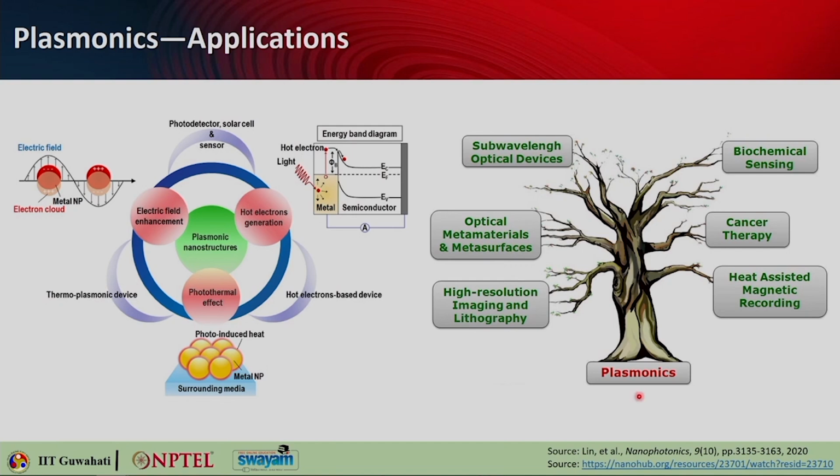So if you look into all the different branches of plasmonics, you can divide them into biochemical sensing, cancer therapy, heat assisted magnetic recording, high resolution imaging and lithography, optical metamaterials and metasurfaces, sub-wavelength optical devices, etc.